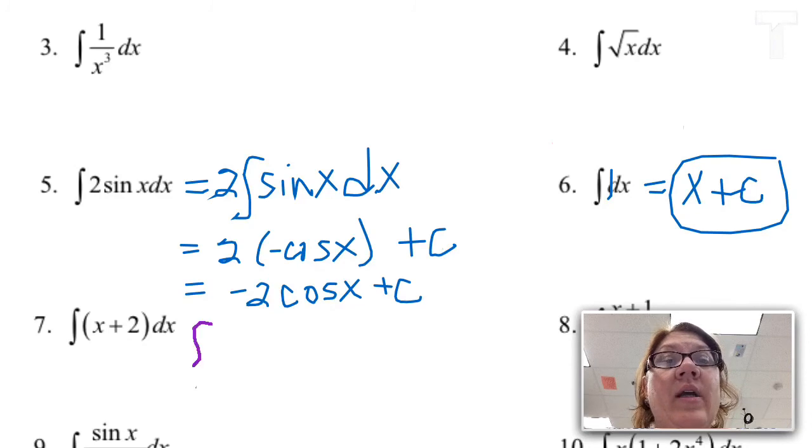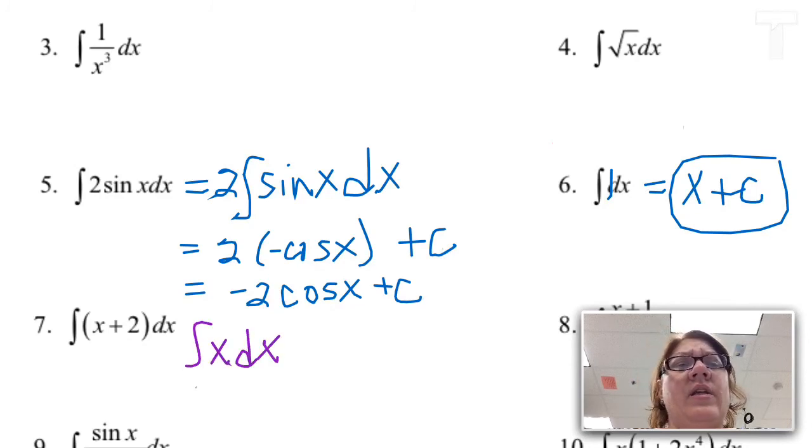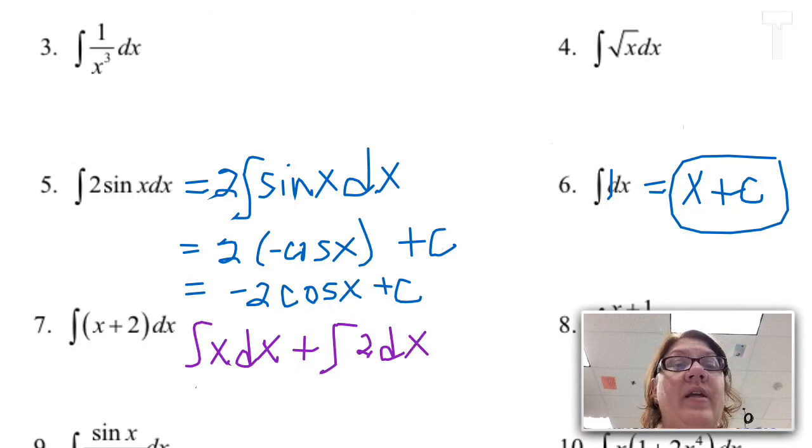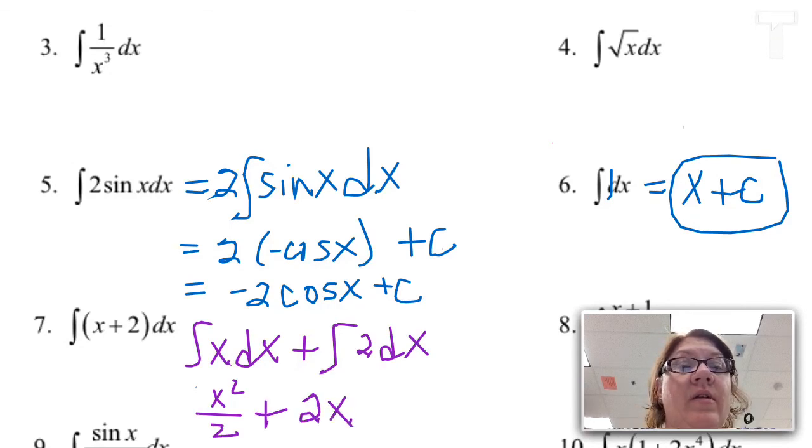And on this next one, I could split them because it's a sum. So this would be using rule number 4. And the antiderivative of x, well, I'm going to power that one up. And the antiderivative of 2 would be 2x, and then plus c.